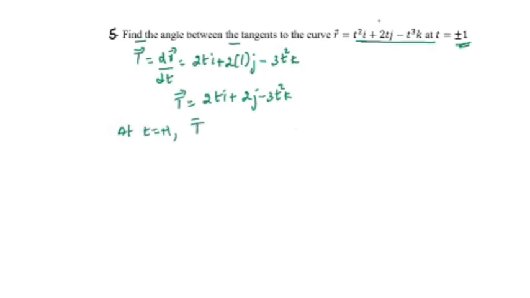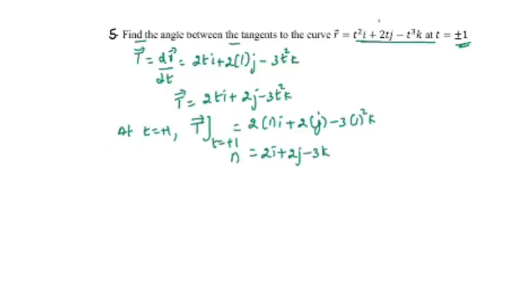So here the tangent at t equals plus 1. What will that be? In place of t we should write the value 1. So it will be 1i plus 2 into 1. There is no t here, so it will be j as it is. Then minus 3 into 1 square into k. So that will be 2i plus 2j minus 3k. This will be called the a vector.